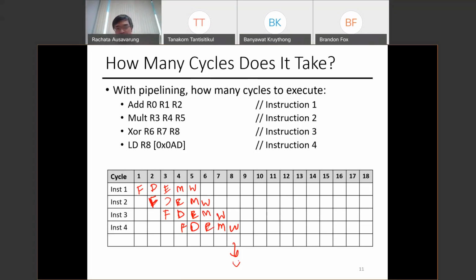So fetch usually takes only a few cycles. In a 5-stage pipeline, that's one cycle. So that's a great question. Any other questions here?